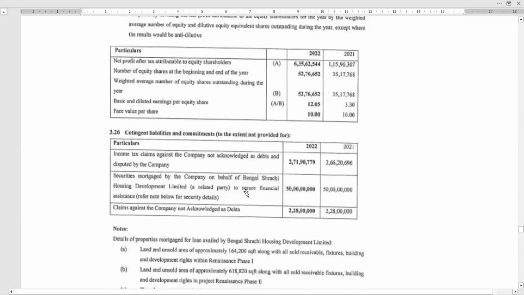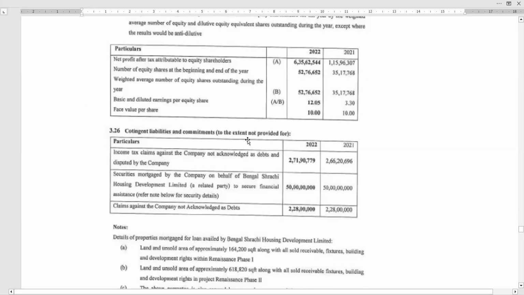One more thing I want to show, this contingent liabilities and commitments. Income tax not acknowledged as debt and disputed by the company. Okay, there is some demand which is not acknowledged. Okay, and securities mortgage by the company. Next, claims against the company not acknowledged as debts. Okay, somebody would have made some claims in RERA or something like that, but they have not recorded it as a liability. Okay, fine. And here securities, they have mortgaged it, some securities.